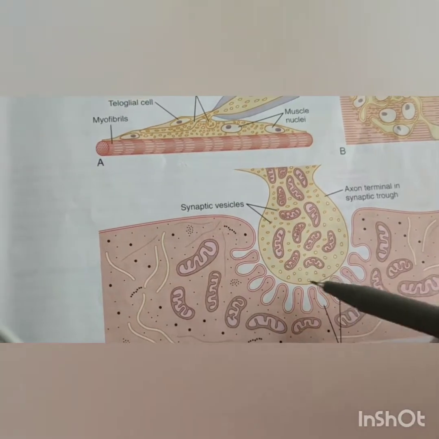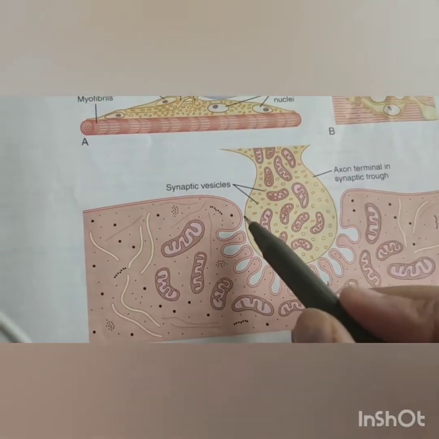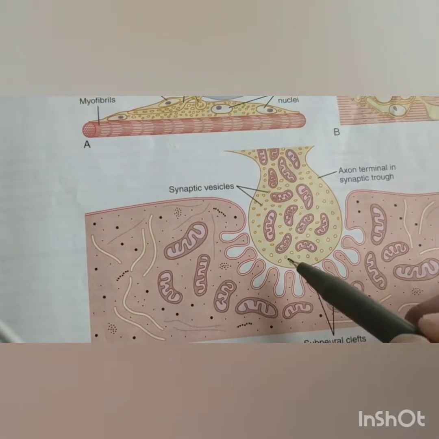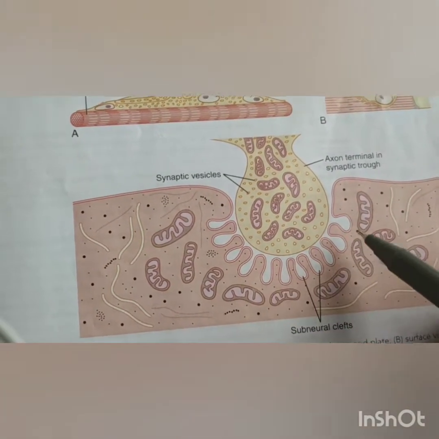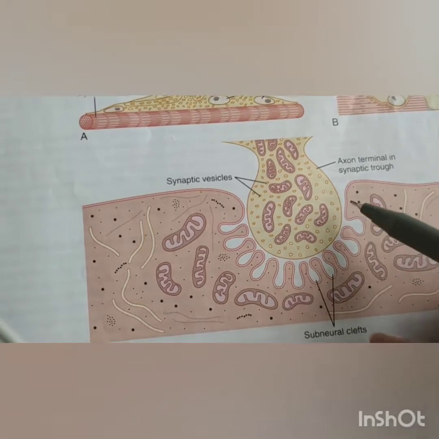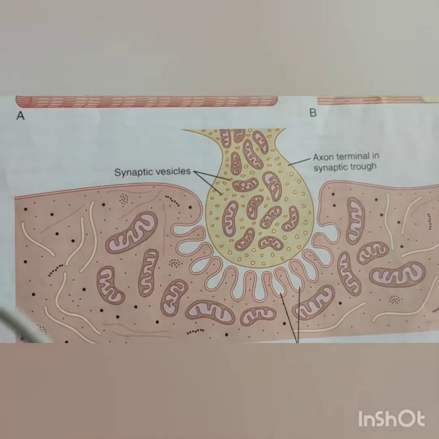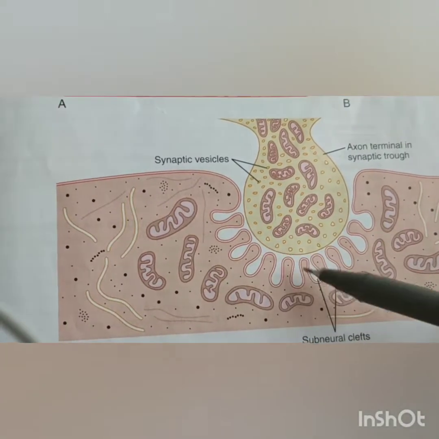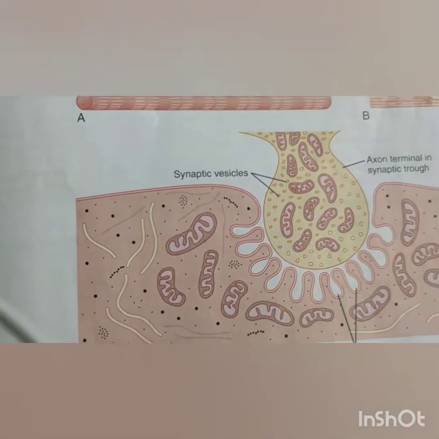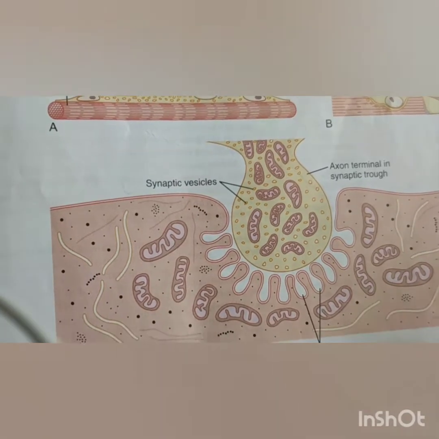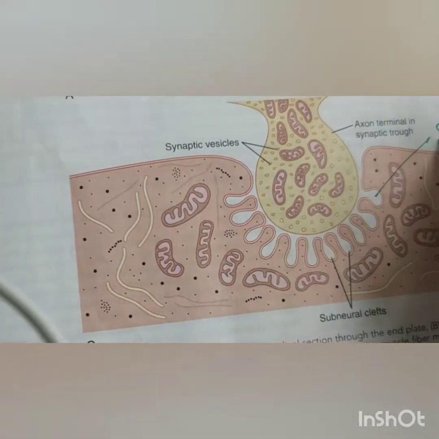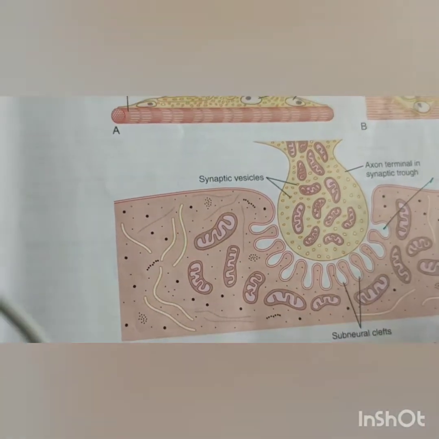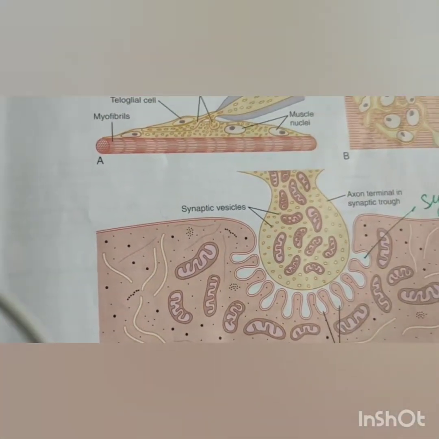This is the invaginated membrane of the muscle, and it forms these clefts. These are known as subneural clefts, which increase the surface area of this trough. The space between the axon terminal and the muscle membrane is known as the synaptic cleft. It is approximately 20 to 30 nanometers wide, and this is generally asked.